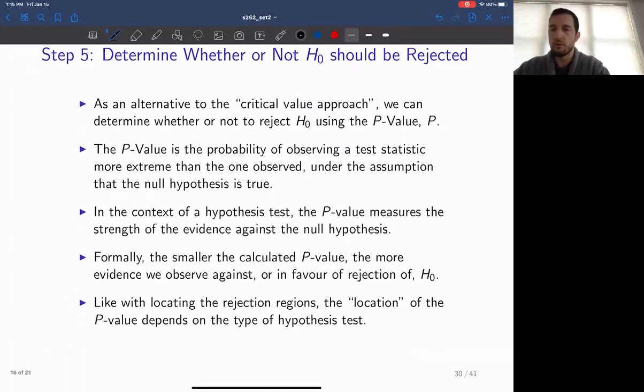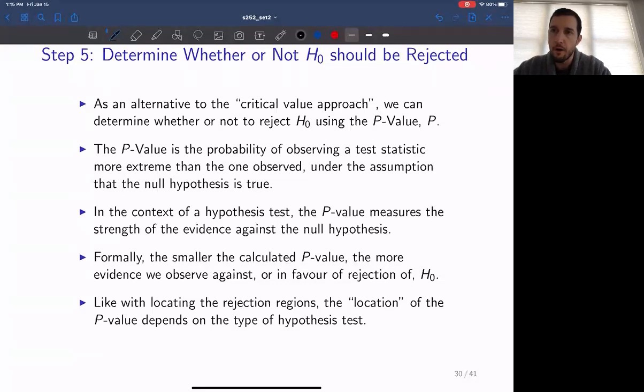The other approach to determining if there's evidence for or against the null is the p-value approach. And the rationale behind the p-value approach is the same as the rationale behind the critical value approach. Now, the p-value, by definition, is a probability. The formal definition of the p-value is the probability of observing a test statistic more extreme than the one observed under the assumption that the null is true.